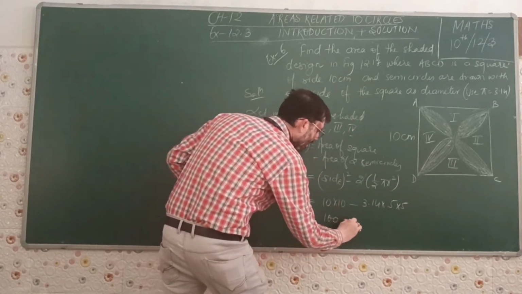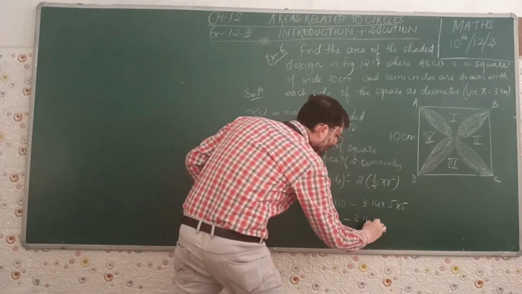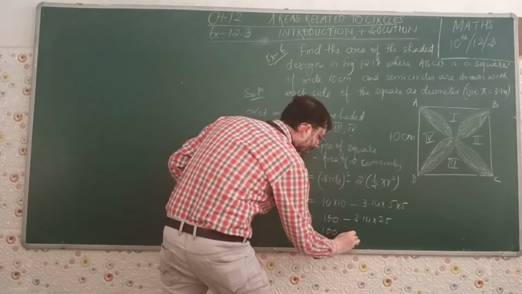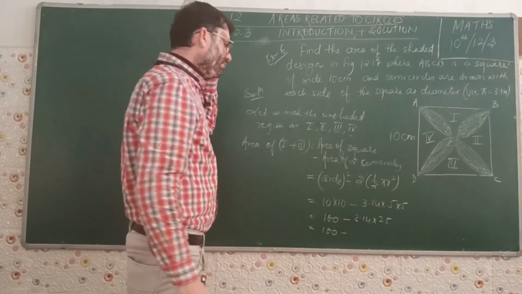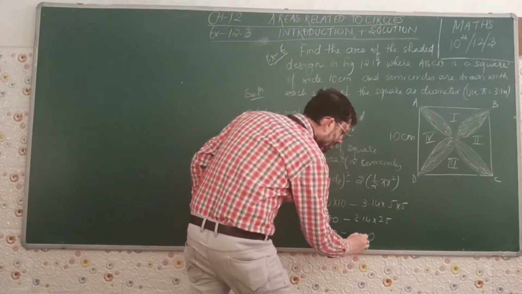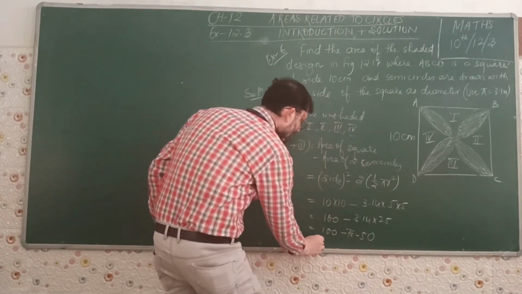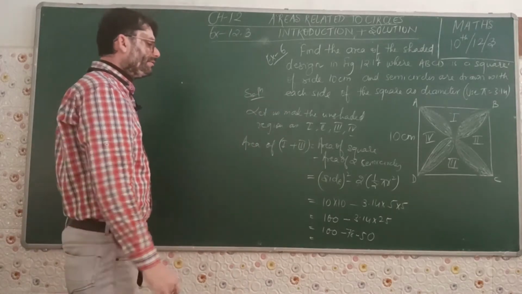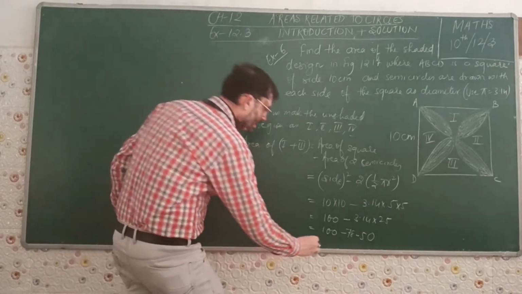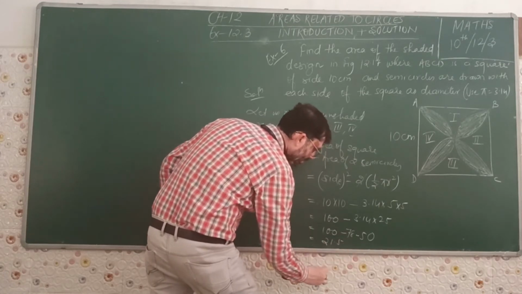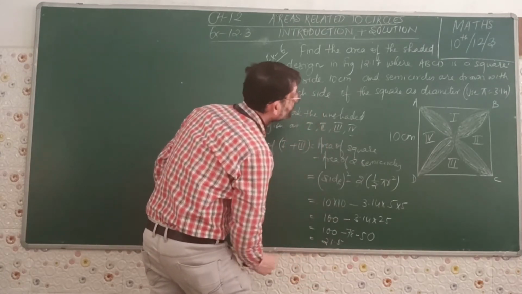So this is 100 minus 3.14 into 25, which is 78.5. If you subtract 78.5 from 100, you get 21.5 centimeter square.